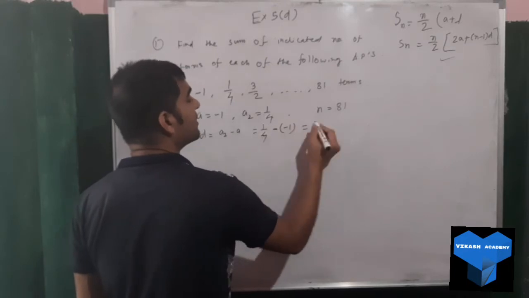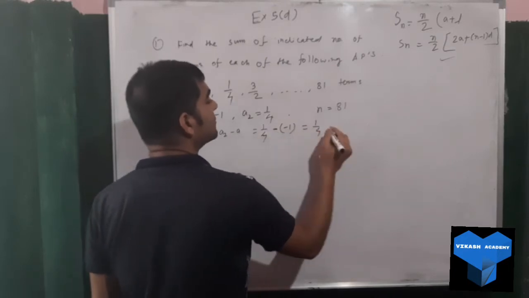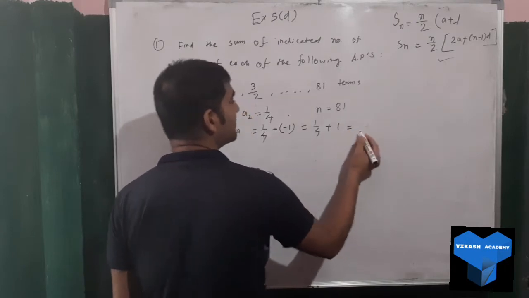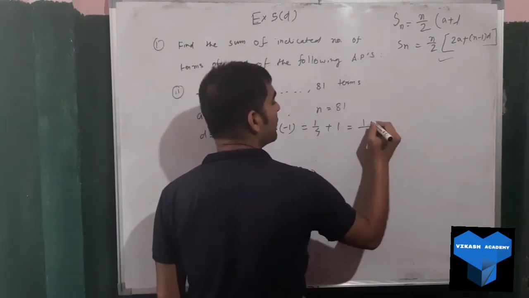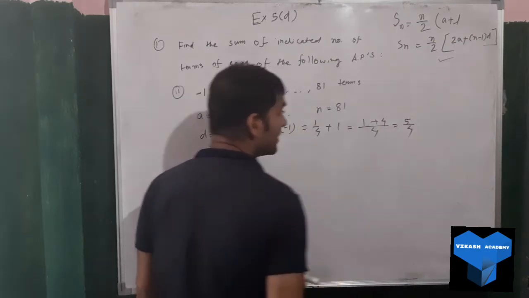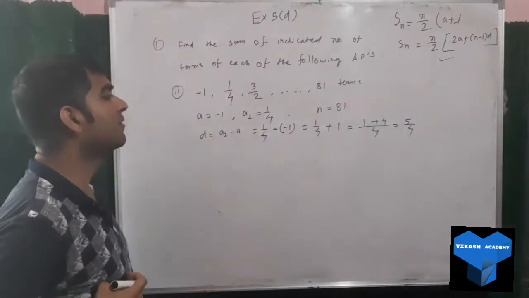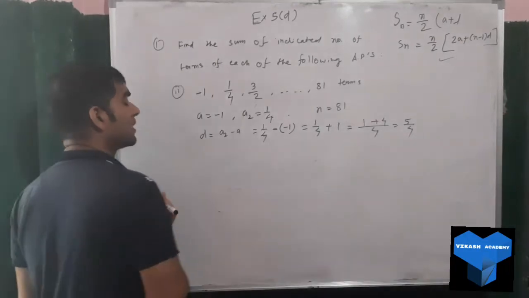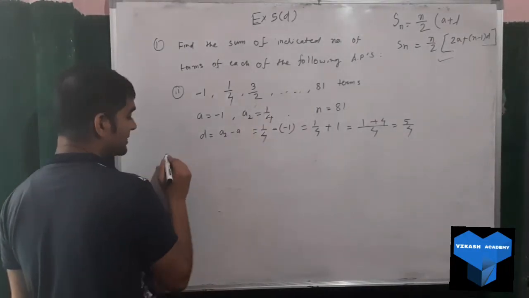See how much you are getting. 1 by 4 will be 1 by 4, minus into minus is plus 1. Take the LCM, we will get 4, and we have 1, so we are getting 5 by 4 here. So the common difference we have obtained is 5 by 4.